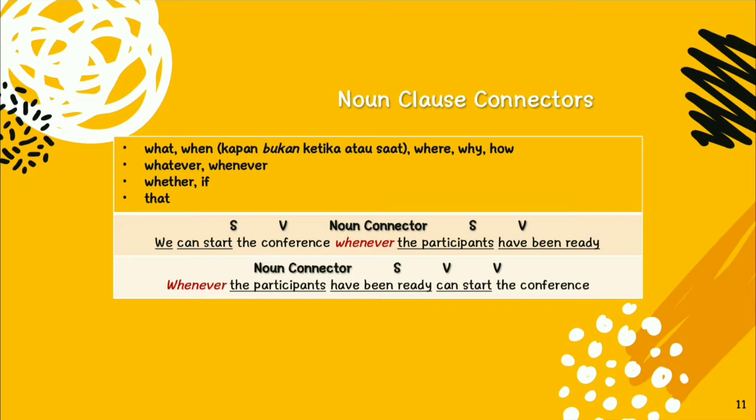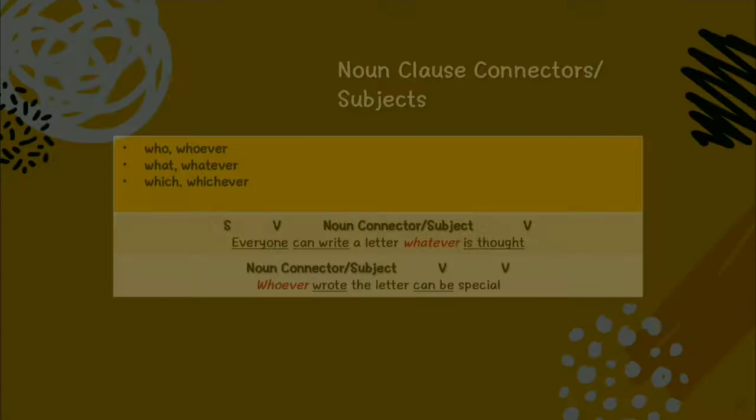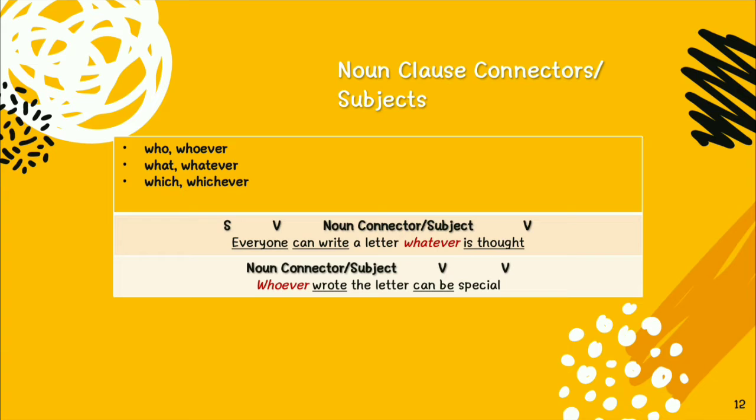Now you can see the noun clause connectors: what, when, where, why, how. When here is not ketika or saat, but kapan. Then whatever, whenever, whether, if, that. Then noun clause connectors for subject: who, whoever, what, whatever, which, whichever. Let's see an example: everyone can write a letter, whatever is told.